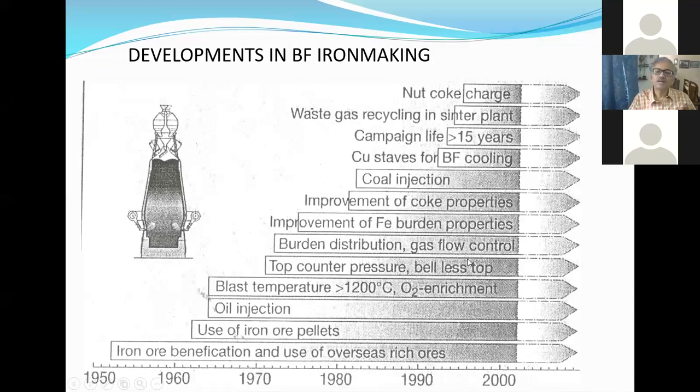And then the burden distribution. Burden distribution has a great role to play in the blast furnace for the gas distribution. Okay, because the ore coke ratio across the radial direction is very important, because if you can maintain less segregation between the ore and coke, obviously you can get a more uniform permeability across the cross section, and as a result, the gas distribution will be more uniform. So burden distribution has a lot of role to play.